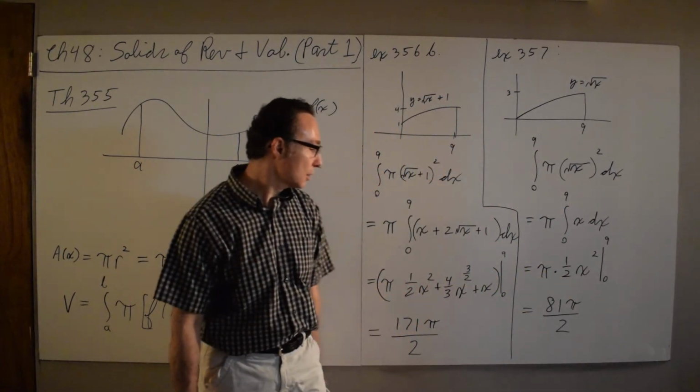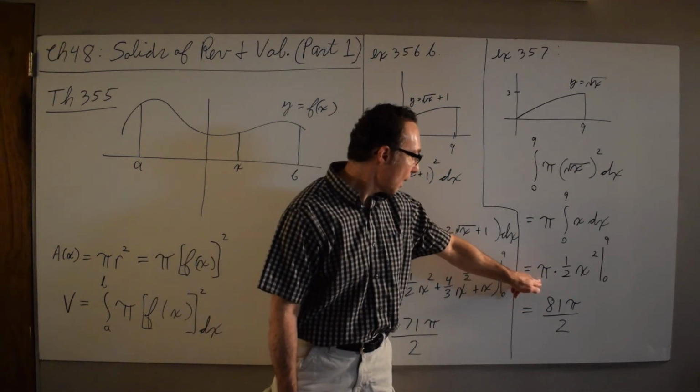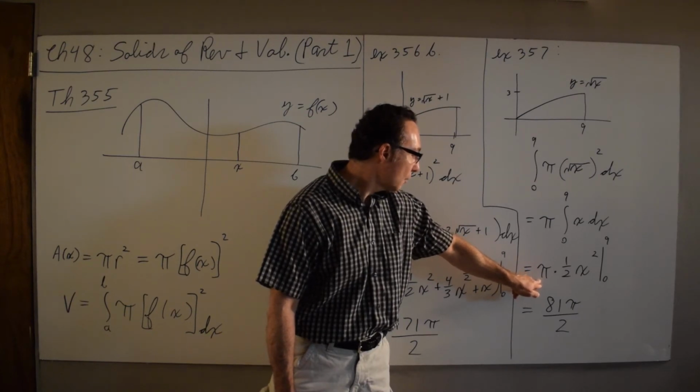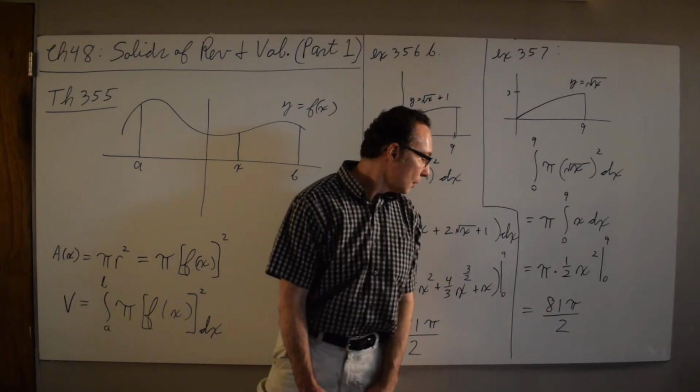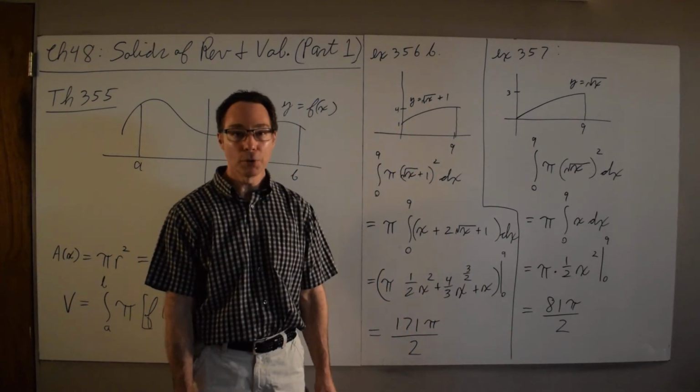Antiderivative is 1/2 x squared. Substitute 9, we have 81 pi divided by 2. Substitute 0, we have 0. So we have 81 pi divided by 2 minus 0.